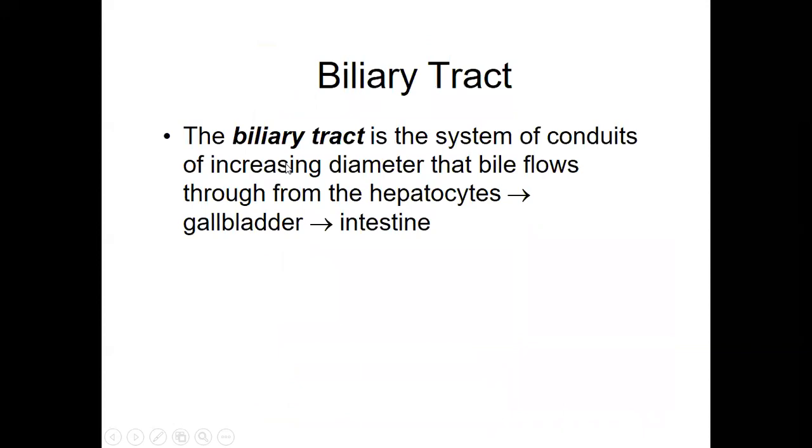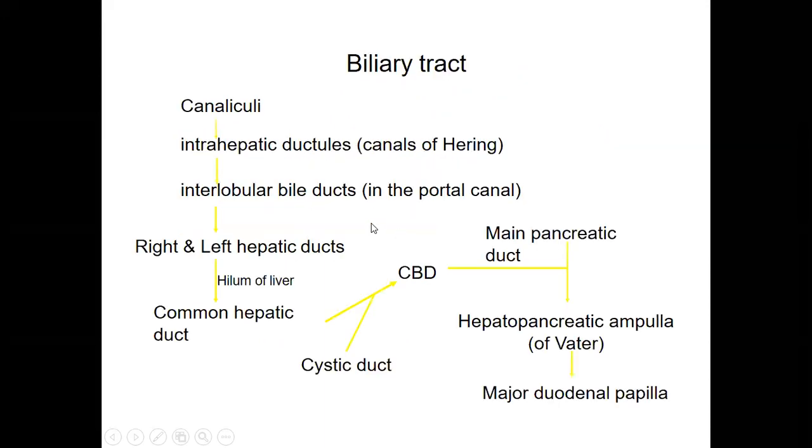Okay, that is the portal triad. Now we're going to move to the biliary tract. The biliary tract is a system of conduits. A conduit is like a piping system. And this biliary tract increases in diameter as bile flows from the hepatocyte to the gallbladder and to the intestine. So this is the biliary tract.